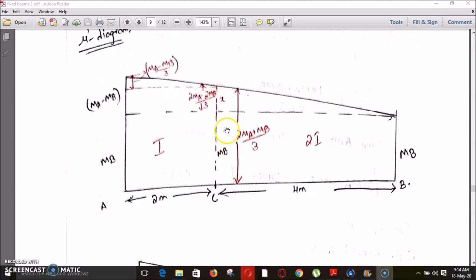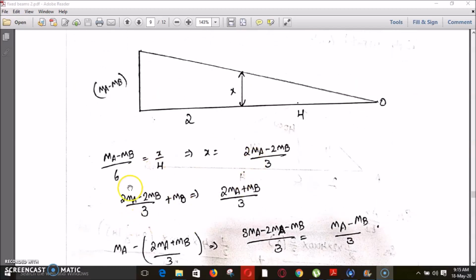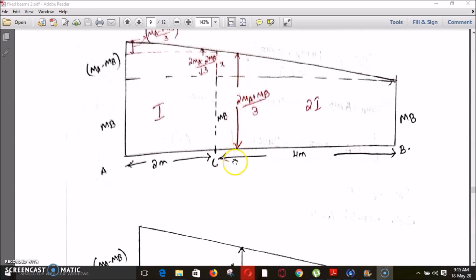Now I had divided this span into a rectangle and a triangle. Now coming to this one, this shape has to be divided into a rectangle and a triangle. So we know that from here to here it is 2MA minus 2MB by 3. So from here to here it will be 2MA minus 2MB by 3 plus MB. Okay? That will be the span from here to here, that is 2MA plus MB by 3.